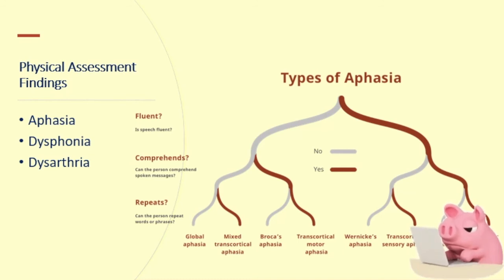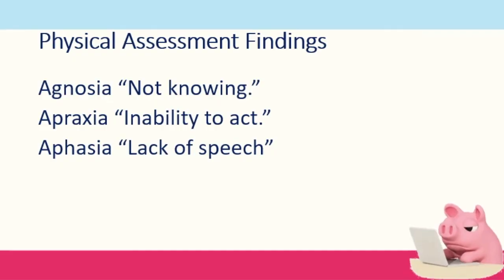Now, the next terms among your other physical assessment findings are agnosia, apraxia, and aphasia. With agnosia, your patient is described as not able to know. This is the inability to understand the meaning and importance, and even the symbolism, of ordinary sensory stimuli. So you are unable to recognize common objects. That may be agnosia. Then apraxia is the inability to perform voluntary acts. So inability to act is your apraxia.